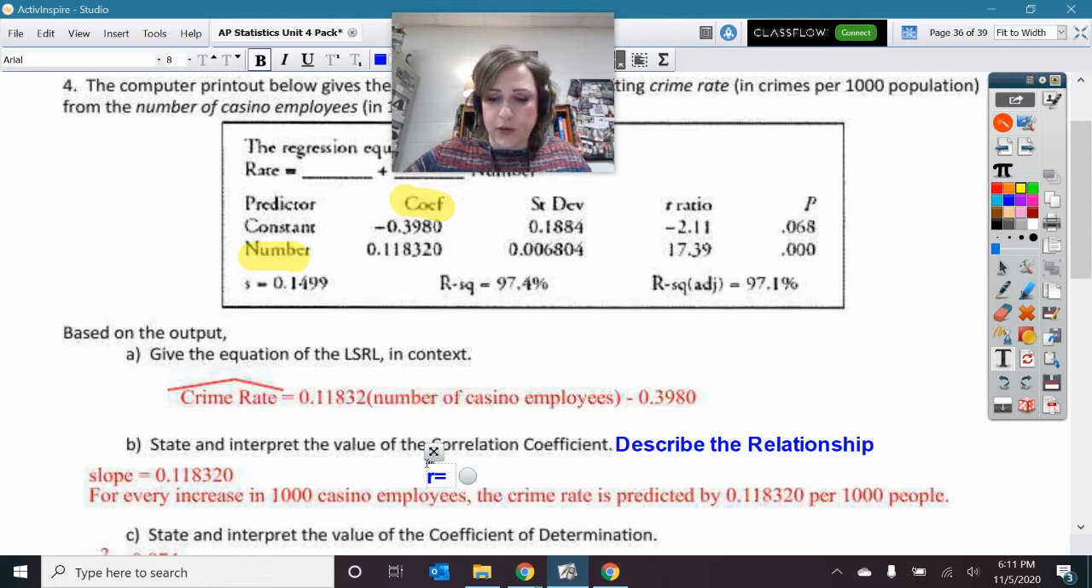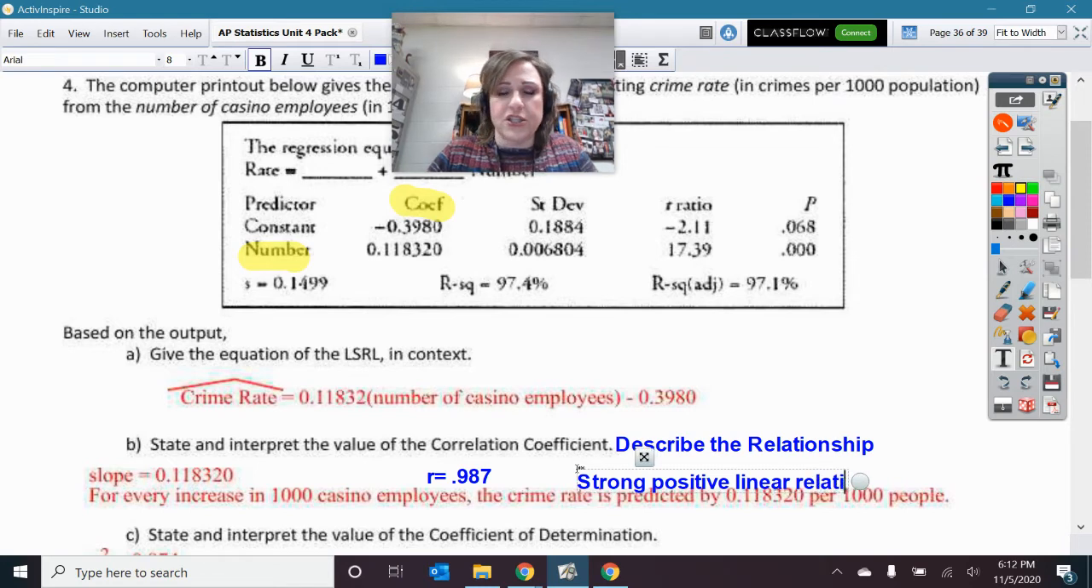So that's 0.987. So there is a strong positive, because the slope is positive, strong positive linear relationship between whatever those two things are. Positive linear relationship between the things, and so on.